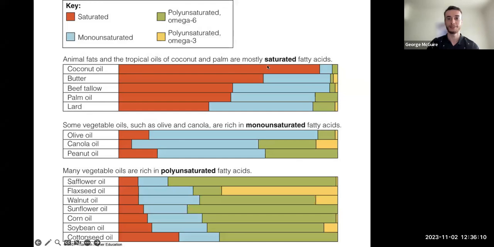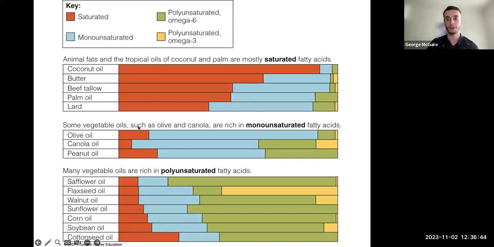Okay, so we see that depicted in red, with the blue being our monounsaturated fats, green being omega-6, and yellow being omega-3. Coconut oil is really, really high in saturated fat with a little bit of monounsaturated and a little bit of omega-6. And then we have butter, beef tallow, lard, animal products, also very high in saturated fat, with some monounsaturated fats, but not very many polyunsaturated fats. These are all much more likely to be solid at room temperature.